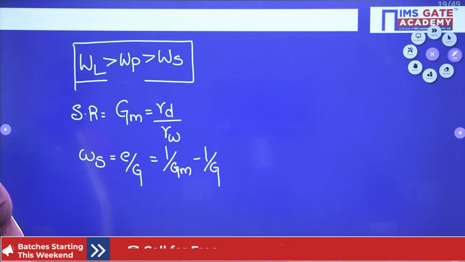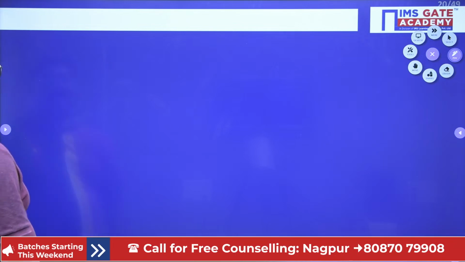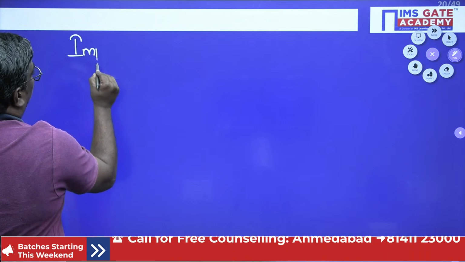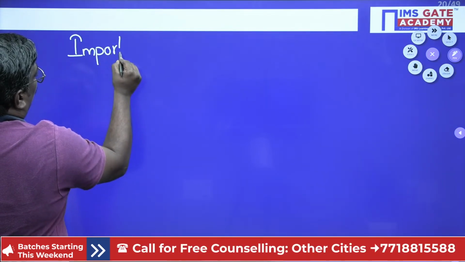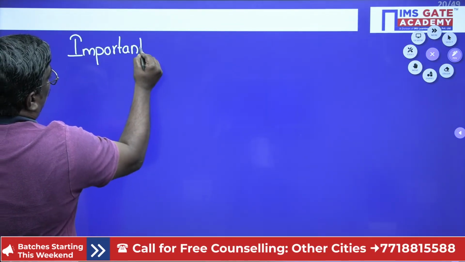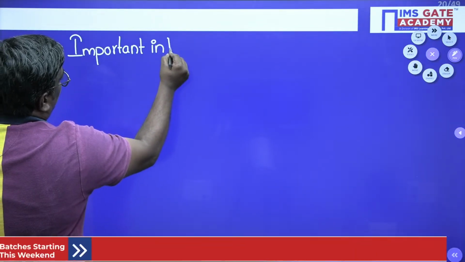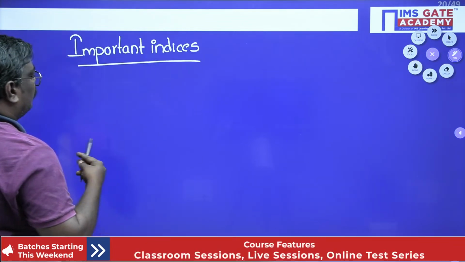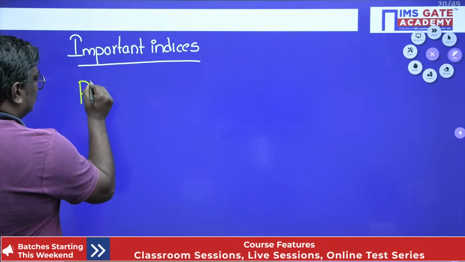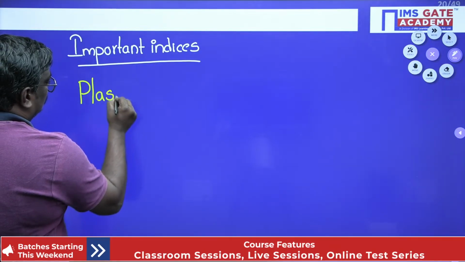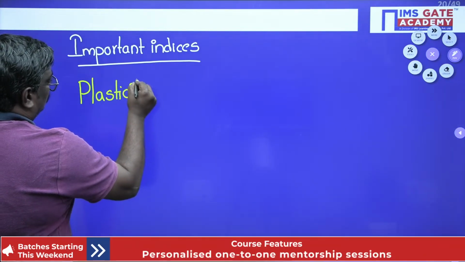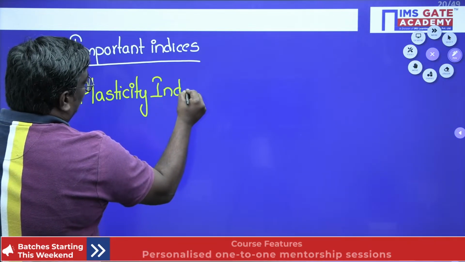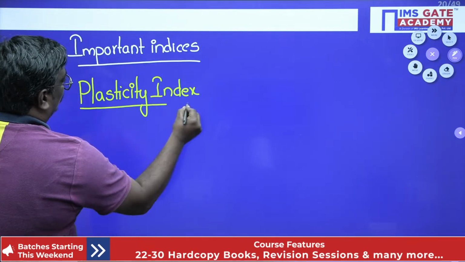Now let us discuss some of the important indices. The first and foremost important index is the plasticity index. Using this plasticity index, the soil is classified.